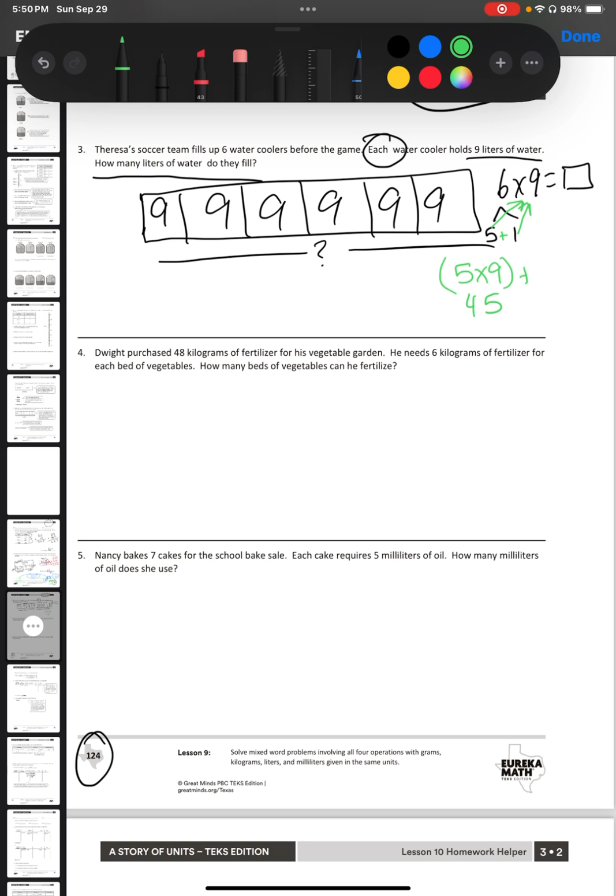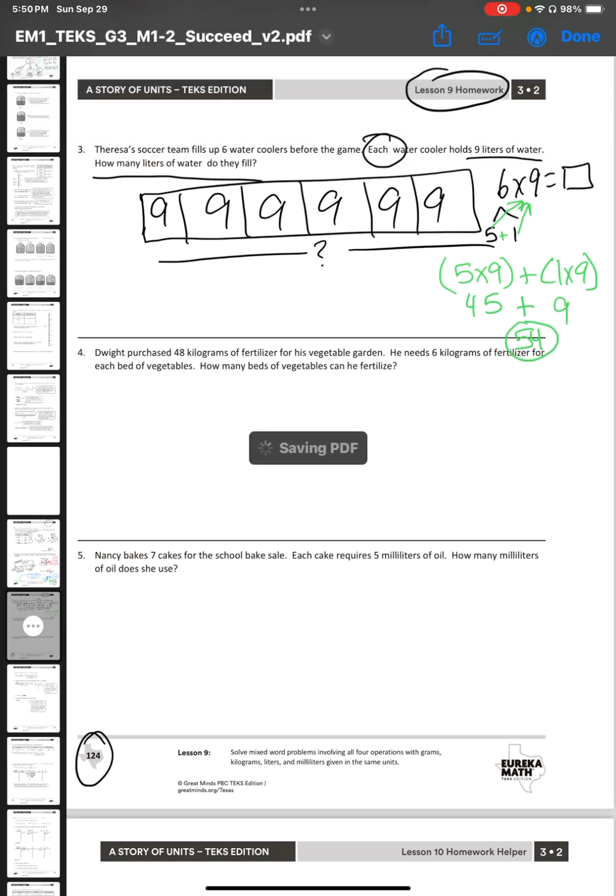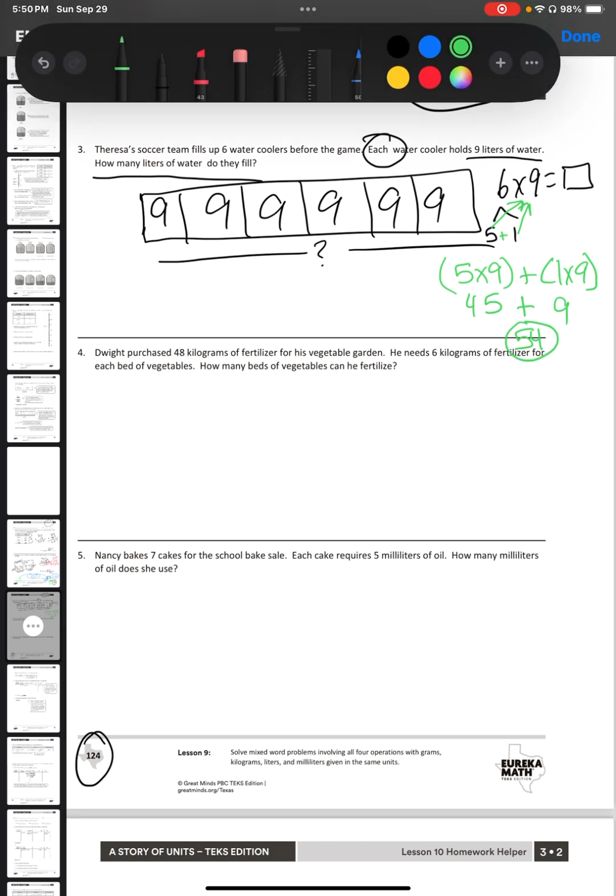We're going to add that to 1 times 9. 1 times 9 is 9. We can add those 2 totals together. 45 plus 9 is equal to 54. So the answer here would be 54. If you're not comfortable with that, another method would be to simply skip count by 9s.